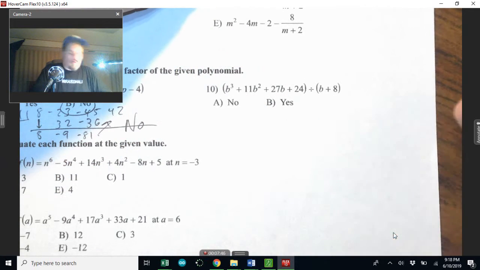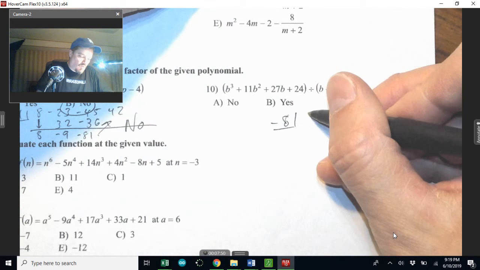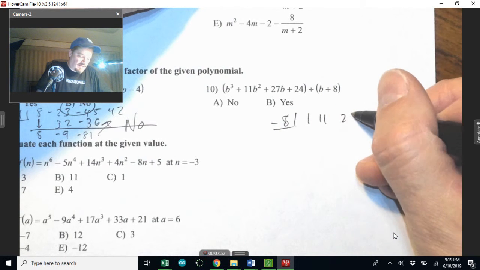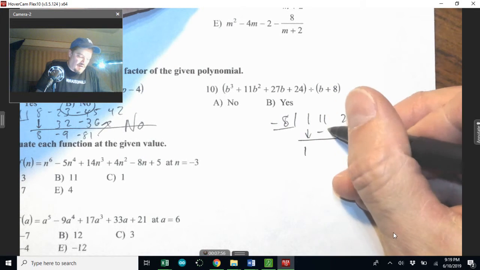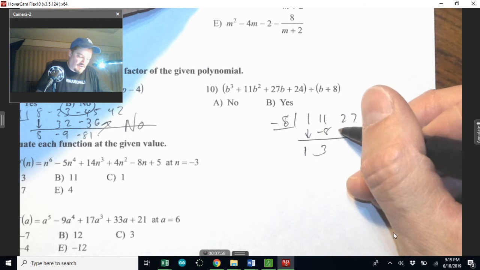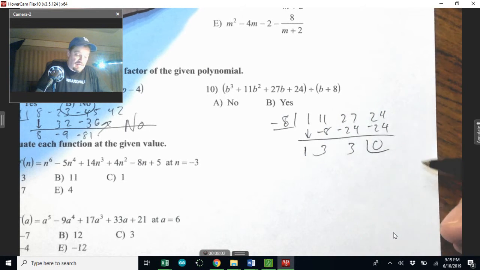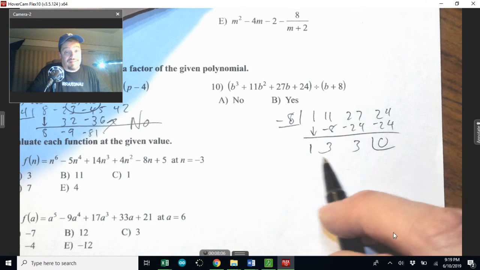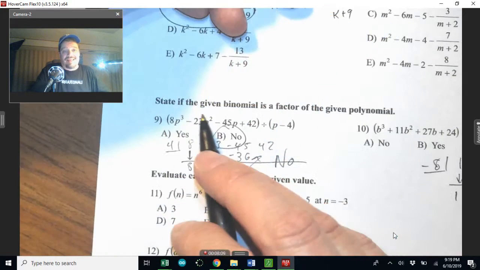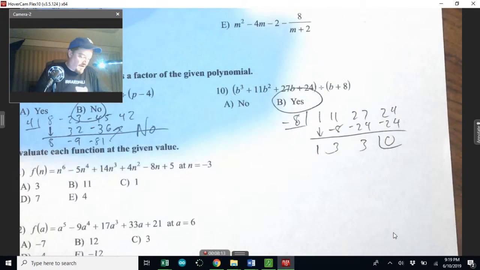But over here, if I had negative 8 put in the window, and that's 1, 11, 27, 24, let's see what happens. 1, negative 8, 3, negative 24, 3, negative 24, that's a yes. The remainder is 0. Now, I don't even care what's there, all right, because it's just asking state whether it is. So we're going to go ahead and give that a yes, all right?